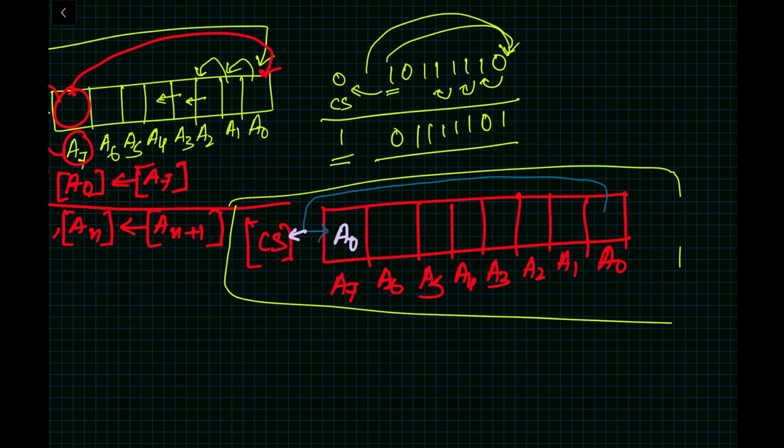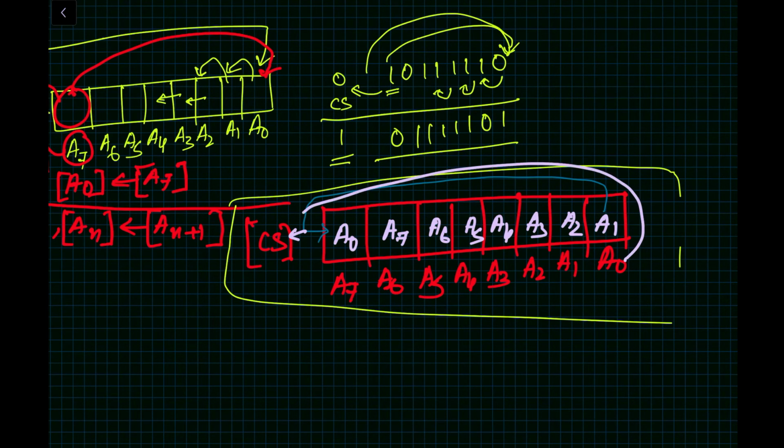So here we'll be having A7, A6, A5, A4, A3, A2 and A1. After modification, I have shown with the purple color. So after going through this instruction, the contents will be modified like this.